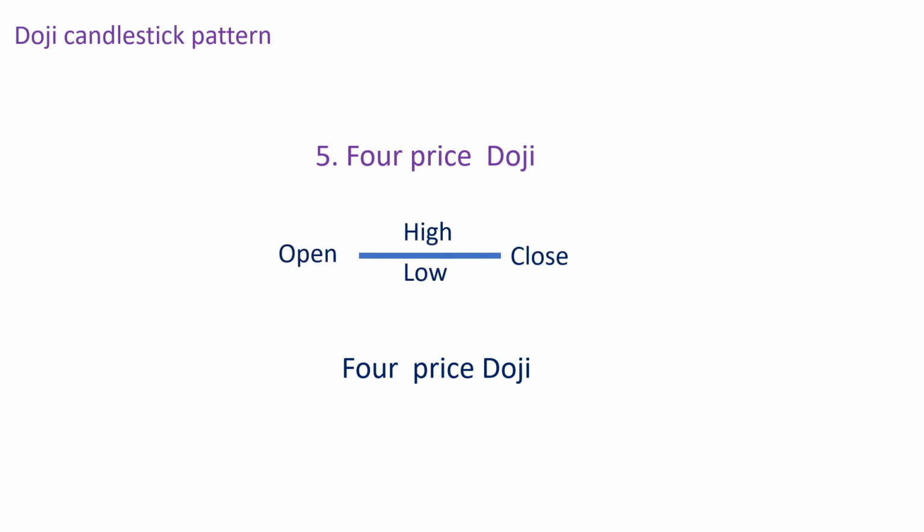Finally, the fifth one is the four price doji. In this four price doji, open, close, high, and low are at the same place or at the same level. This is a unique pattern signifying an ultimate indecision and zero volatility in the market. The buyers and sellers show no appetite to participate in the market.